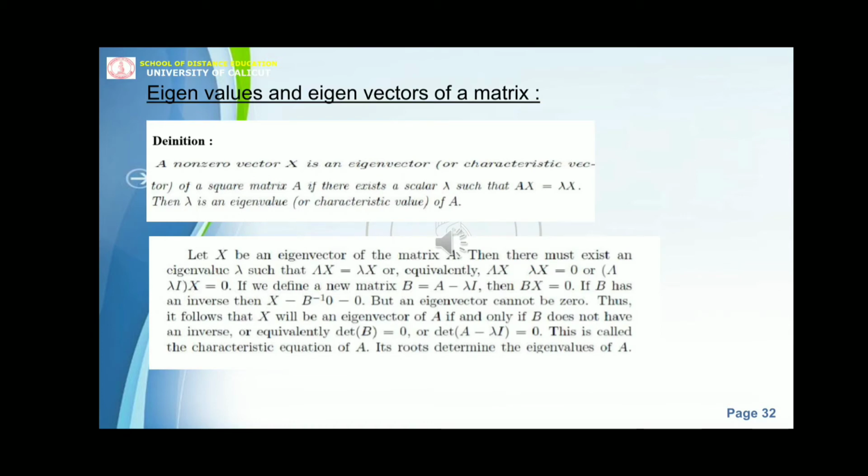Now let x be an eigenvector of matrix A. Then there must exist an eigenvalue lambda such that A acting upon x gives lambda times x, or equivalently Ax minus lambda x equal to 0. Since the eigenvector x is a non-zero vector, we get the determinant of A minus lambda I, where I is the identity matrix, equal to 0. This equation is called the characteristic equation of A, and its roots determine the eigenvalues of A.